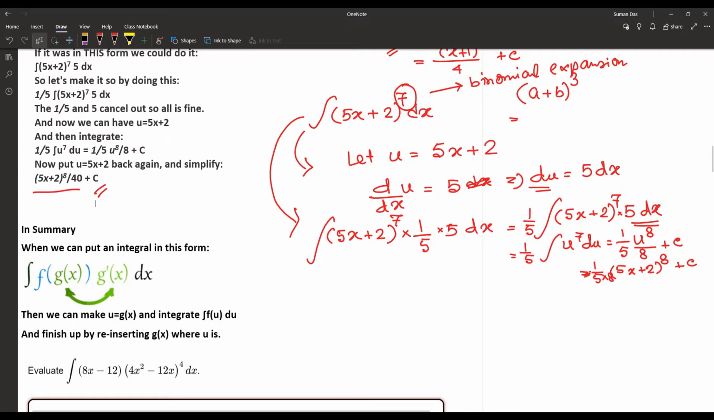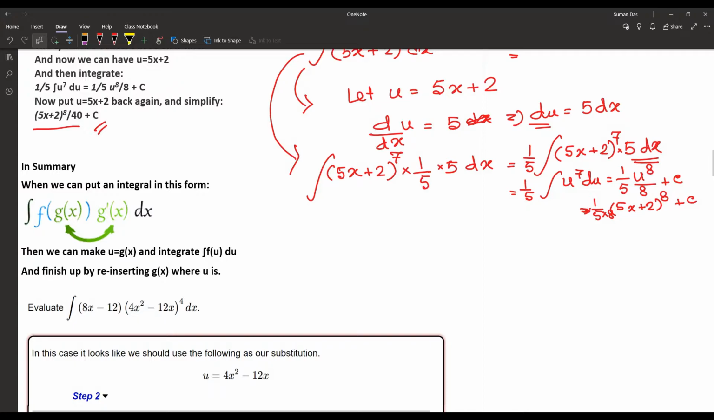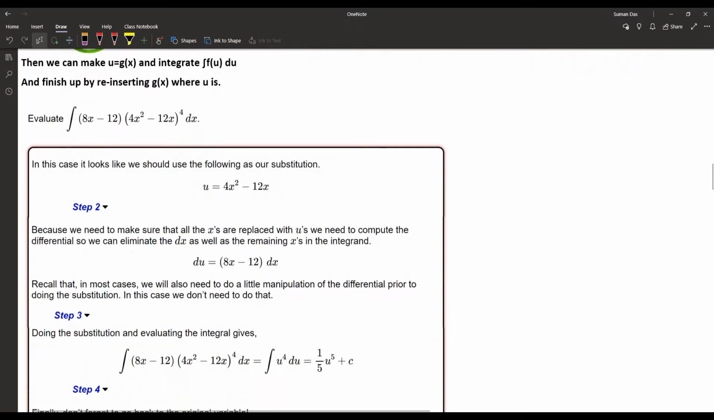So let's check some more problems. Now here that is something different. Integration of (8x minus 12) times (4x square minus 12x) whole to the power 4. That also can be solved using the method of substitution and is very easy. Here we are writing the two functions like that. We are just changing the position of the functions.